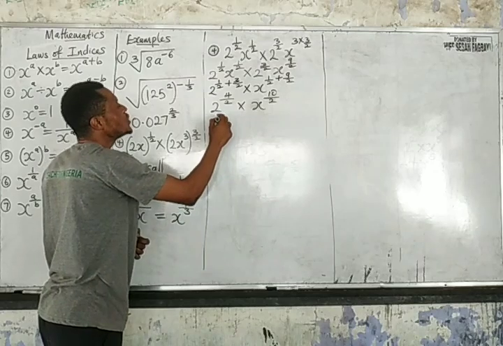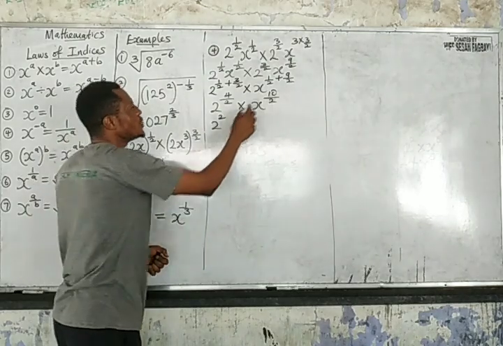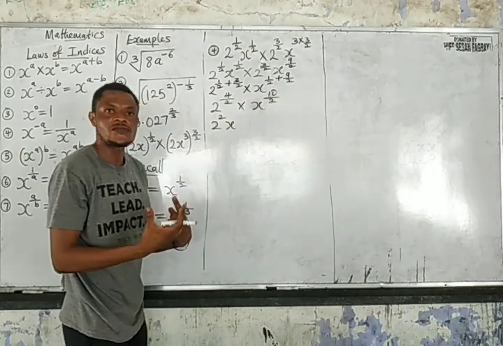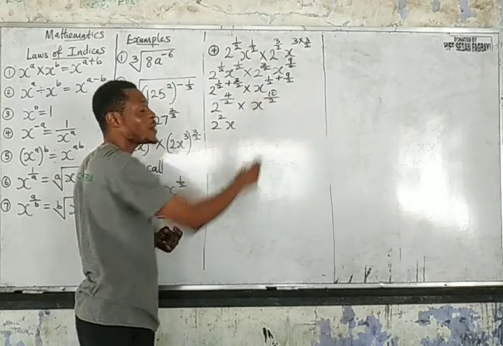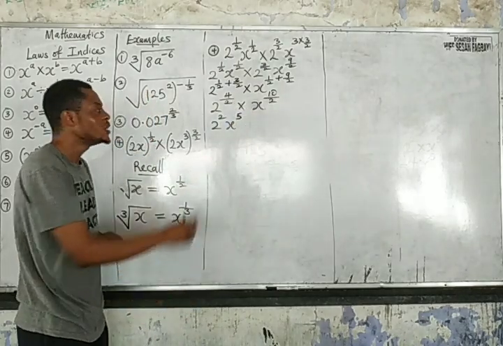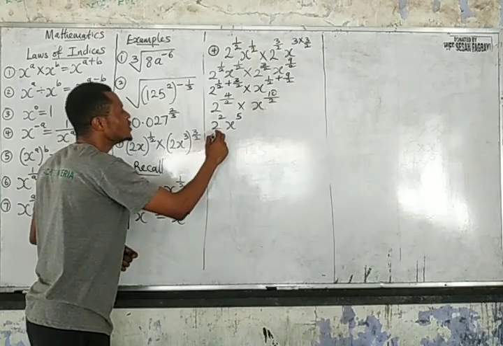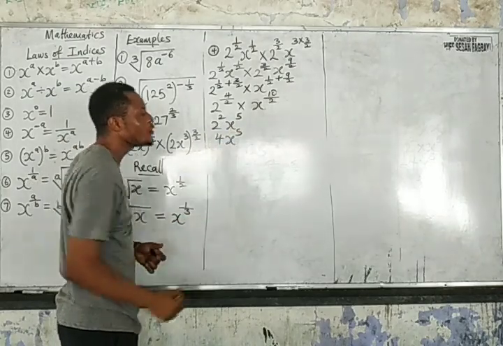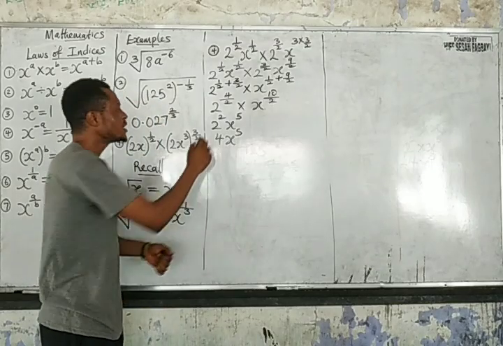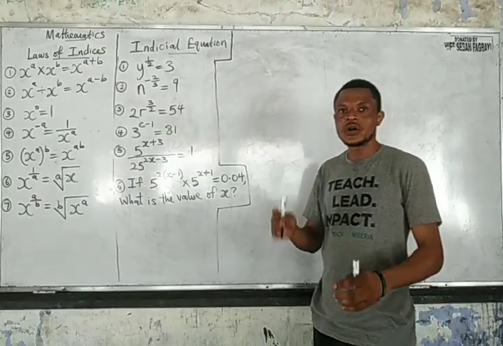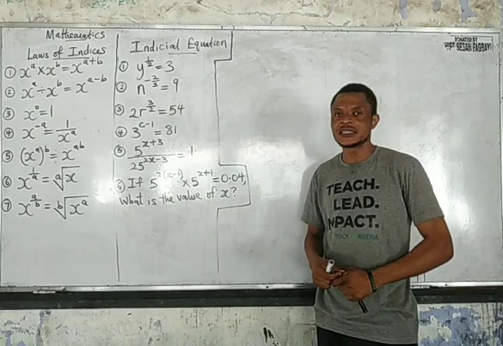We have 2 raised to the power of 2. Then x, which is raised to the power of 5, courtesy of 10 divided by 2, which will give us 5. We have our 5 here. So 2 raised to power 2 will result to 4. Then we have x raised to the power of 5. Lo and behold, that's the final answer here. Easy. Forward with further examples under advanced level of indices.